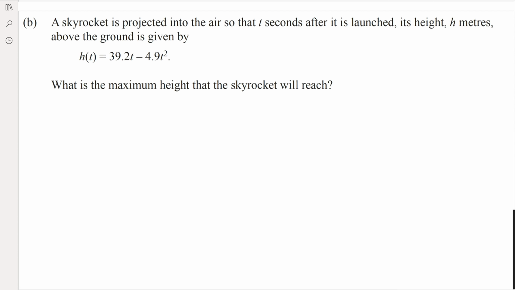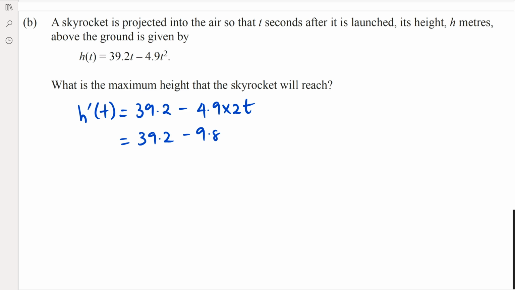All right, so the next question: a skyrocket is projected, and it's given its height. What's the maximum height? So we've got the function of height, and we're trying to figure out what the maximum height is. So we've got to differentiate it. So h dash of t is going to be 39.2 minus 4.9 times 2t. So we've got 39.2 minus 9.8t. And we just got to figure out when it's equal to 0, because that's when the maximum happens.